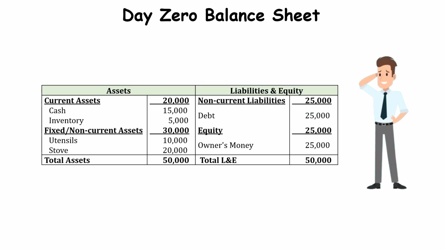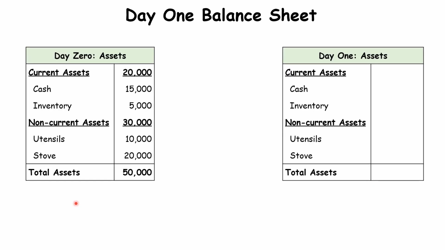This is how our day 0 balance sheet looks like. We will divide this balance sheet into two sections. One is assets and another is liabilities and equity. Then we will go through each point in the assets or liabilities and equity and see how it's been impacted by our day 1 operations. So let's get started. This is how our day 0 assets look like. Now we want to understand the impact of our first day operations, and then we will create day 1 assets.